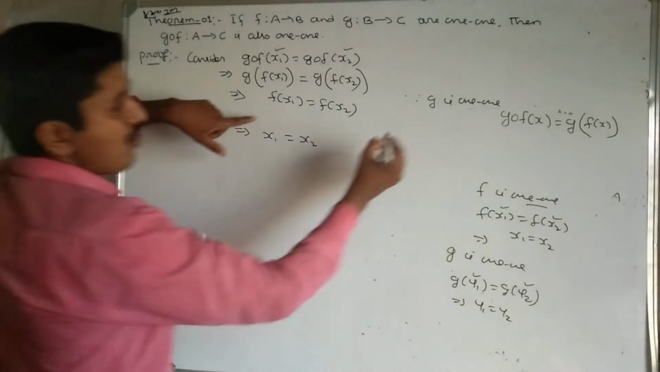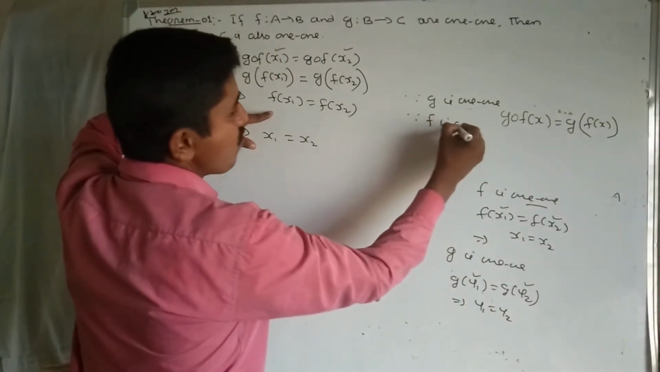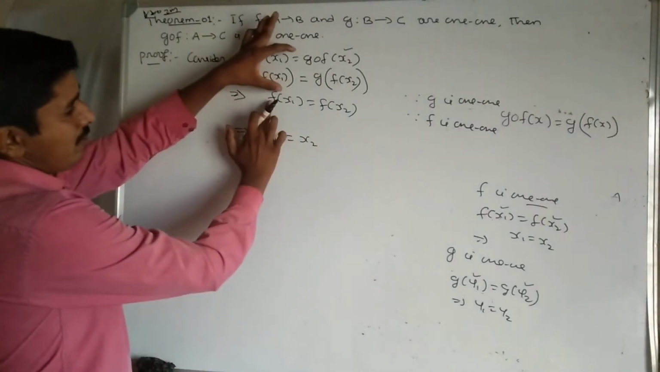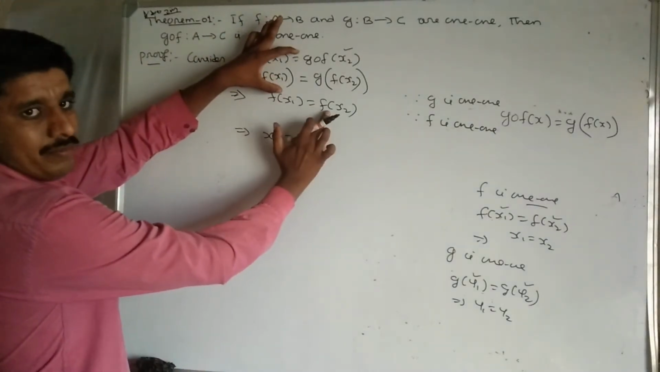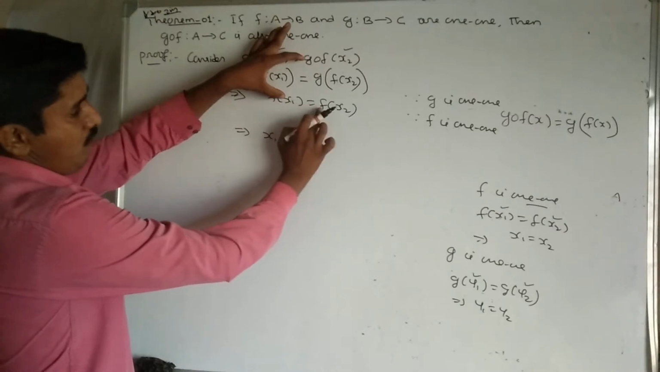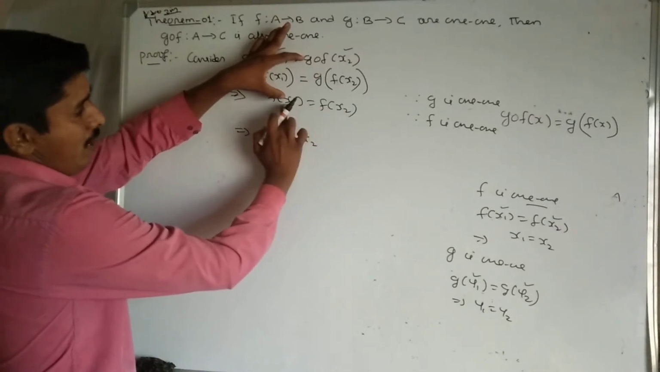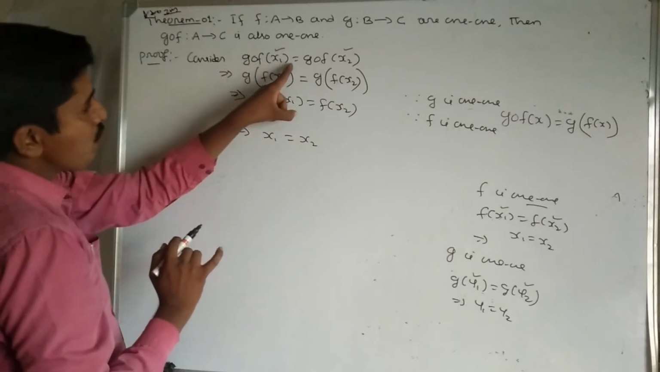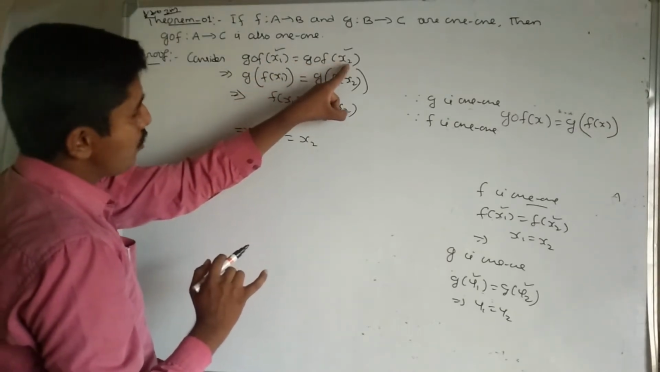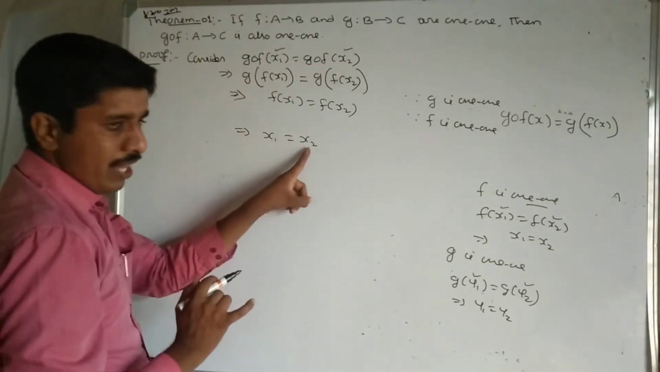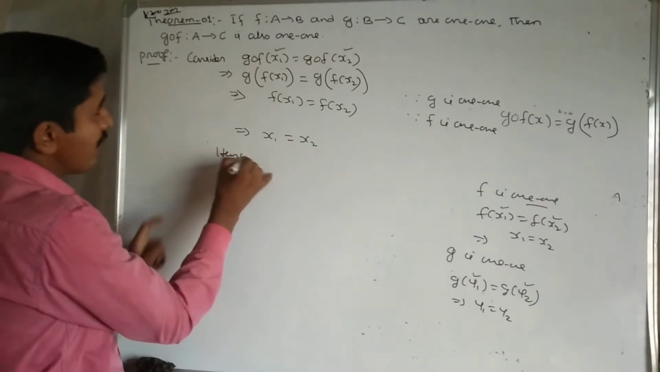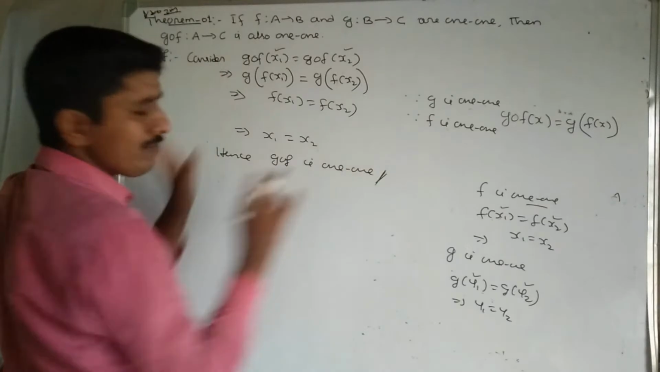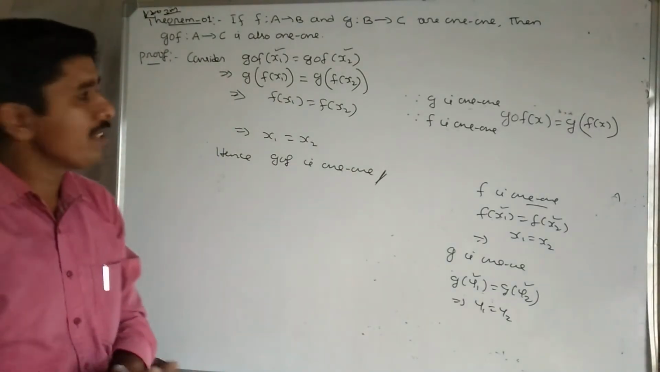Next step, given that f is one-one, f range values are equal, with f domain elements x1 and x2, so the domain elements are equal: x1 equals x2. So gof(x1) equals gof(x2) implies that x1 equals x2. Hence we say that this composite function gof is one-one. That's it, important for 2 marks.